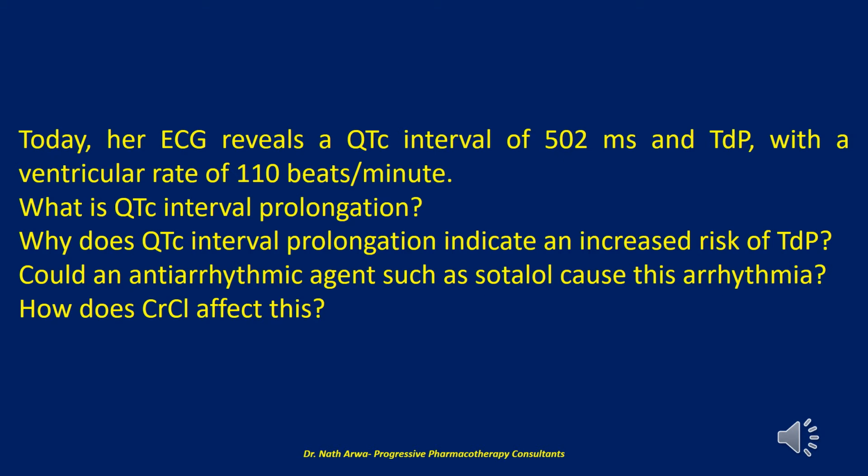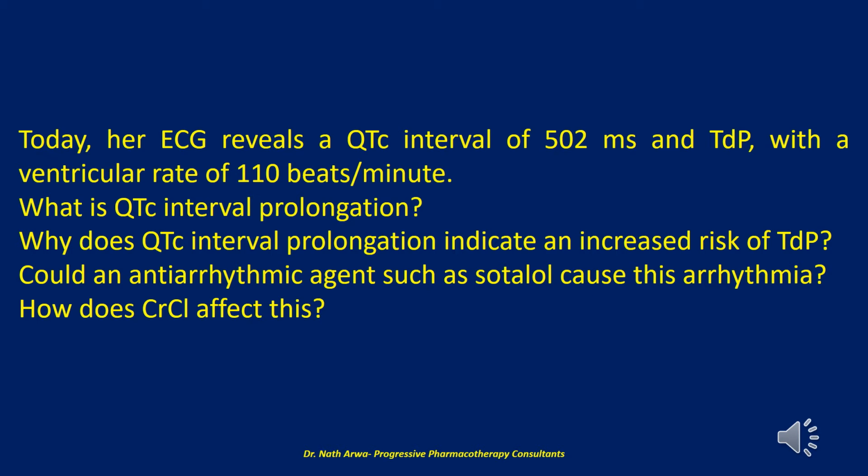Torsade de pointes is defined as a rapid polymorphic ventricular tachycardia preceded by QTc interval prolongation. Torsade de pointes can degenerate into ventricular fibrillation and as such can be life-threatening. Because there is tremendous variability in the QT interval resulting from changes in heart rate, the QT is frequently corrected for heart rate, the QTc interval. Several correction formulas for the QT interval exist and give similar results at most heart rates.